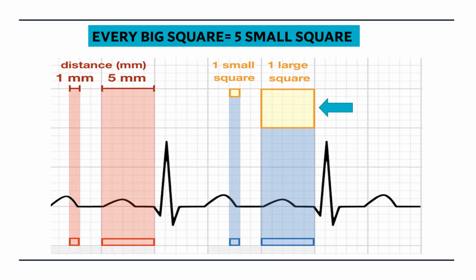So now let us see its measurement. Each small square measures 1 mm. So what will be the measure of a big square? It will be 5 mm. I think the concept of big square and small square is clear to all. So now we are moving to the calculation of heart rate from the ECG.